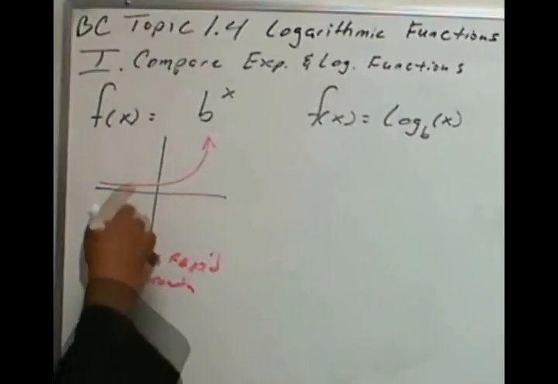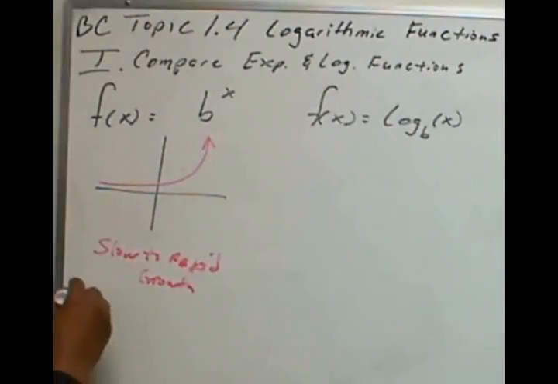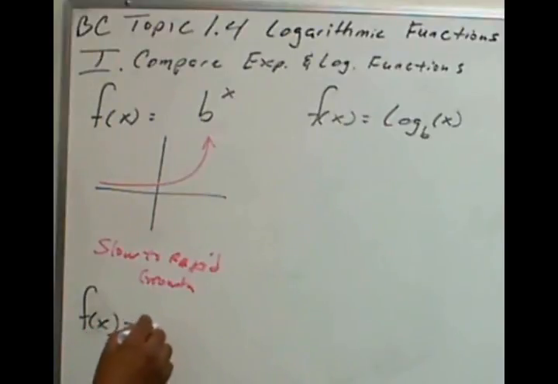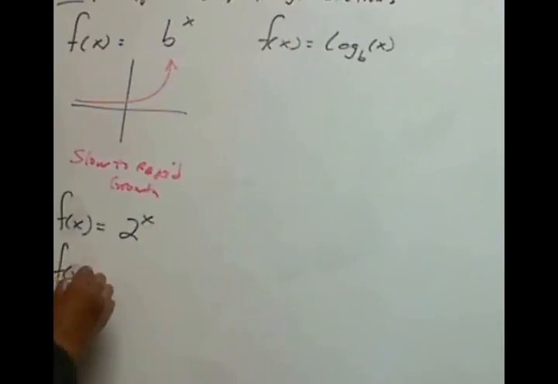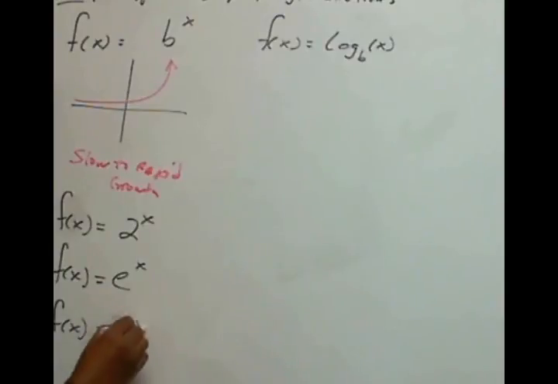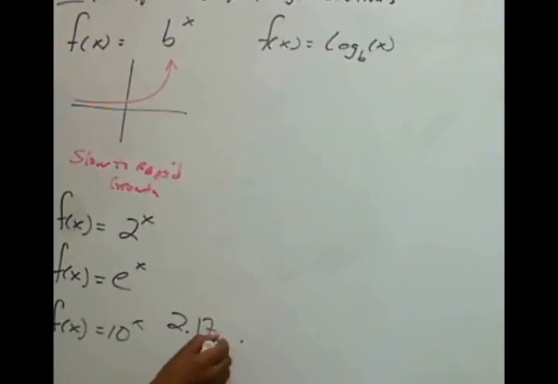Three examples of exponential functions would be an exponential with a base of 2, an exponential with a base of e, and an exponential whose base is 10. Now e is a constant. It's irrational, but it's a constant. It's about 2.7. There are more digits, but this is what we call e for now.